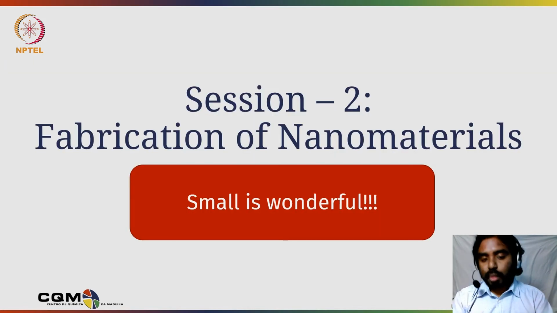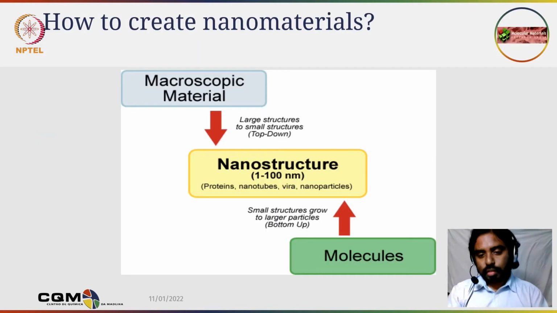Now we are moving towards the second session, which is fabrication of nanomaterials, right? For the fabrication of nanomaterials, two approaches can be used. One is the top down approach, another one is the bottom up approach. Top down is where you have a bigger material, you crush it into a smaller size, and then you make a nanomaterial. That is called the top down approach. Another one is the bottom up approach.